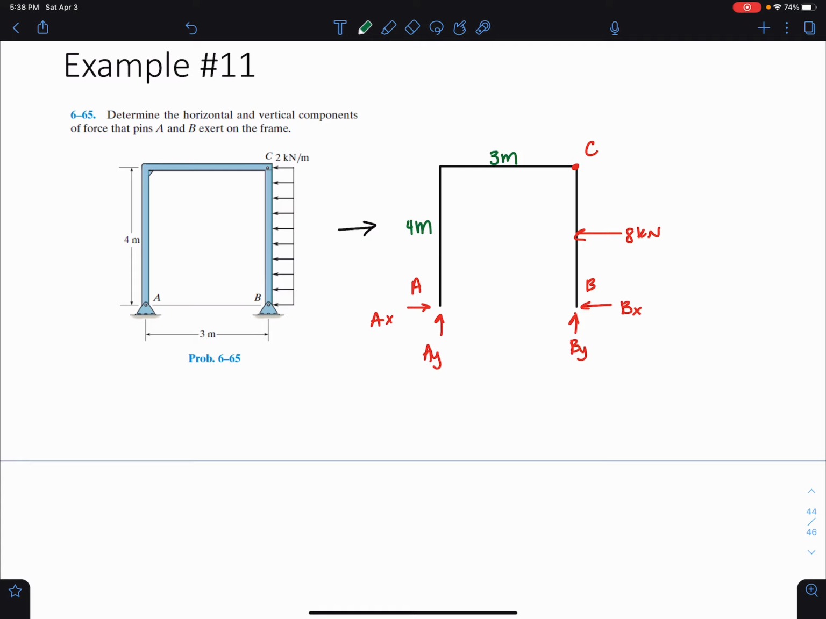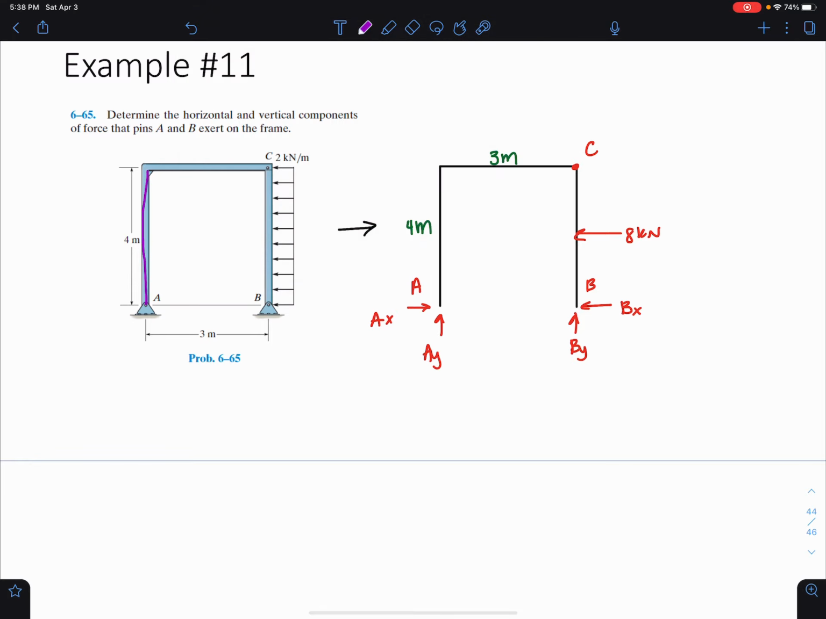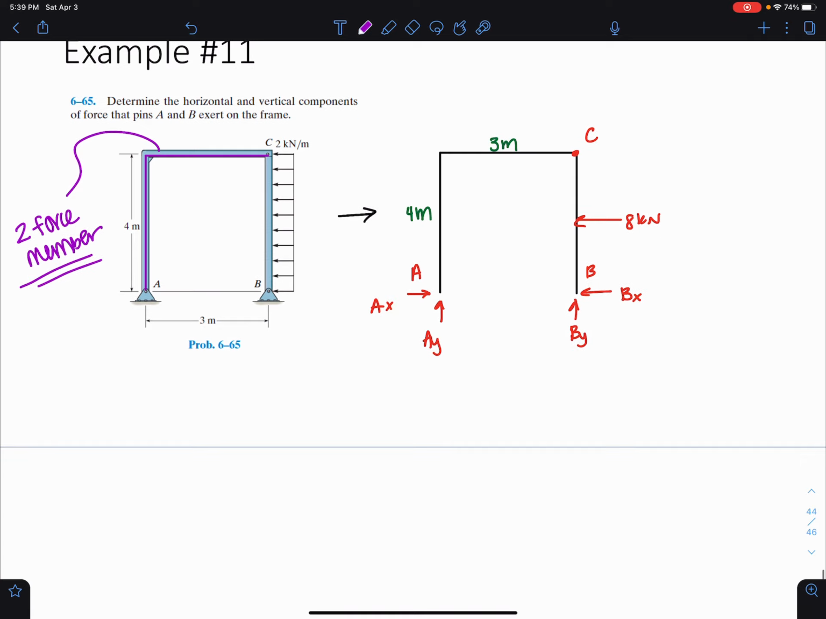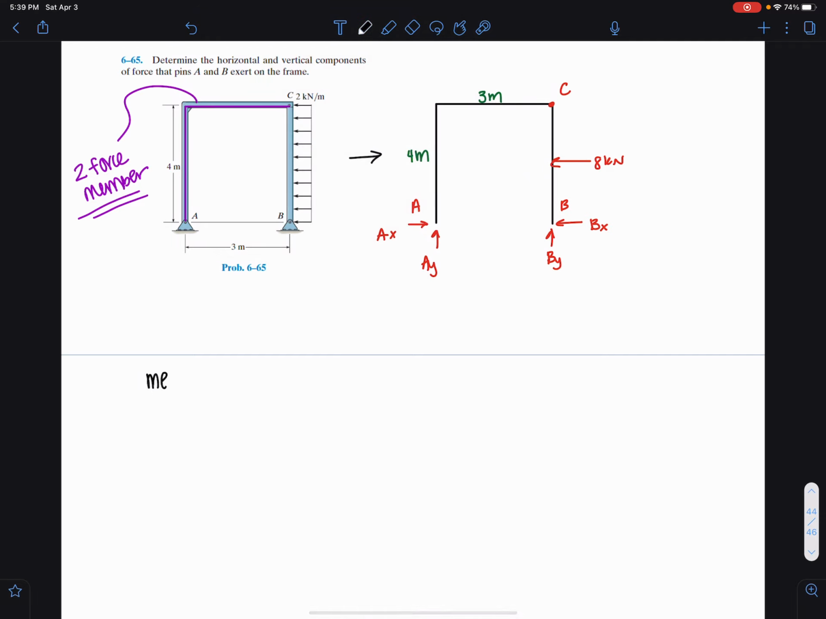Okay. Now you might have recognized this, but we do have a 2-force member here. This member AC, right? This is a 2-force member. Okay, so let's do this. Let's separate this and analyze these systems. So let's do member BC.